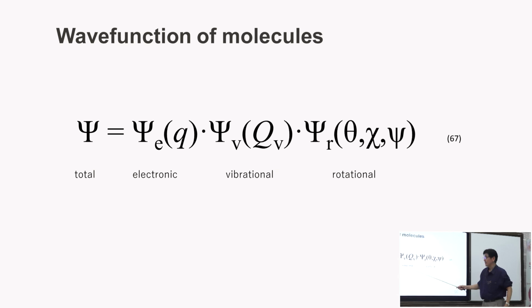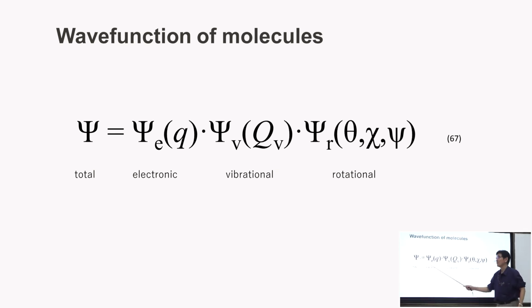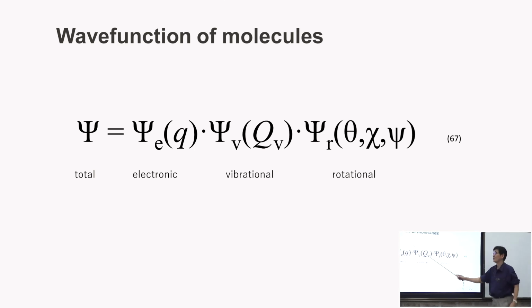Okay. It's a good approximation to separate the total wave function of the molecule into the contribution from the electronic part, vibrational part, and rotational part, right? So we can consider the behavior of the electrons by focusing on this part, vibration by focusing on this part, rotation by focusing on this part. It's a good approximation.